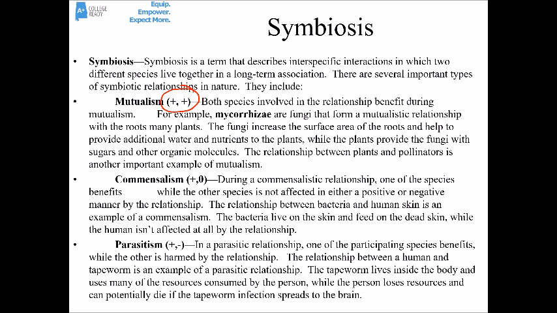An example of a mutualistic relationship would be the mycorrhiza. Mycorrhiza are fungi that grow on the roots of certain plants. The fungi increase the surface area of the roots, and they help to provide more water and nutrients to the plants. The plants, on the other hand, provide the fungi sugars and other organic molecules and a place to live. The relationship works for both. Turns out some plants can't live without the mycorrhiza, and some of those fungi can't live without the plants. So it's a really important relationship for both organisms.